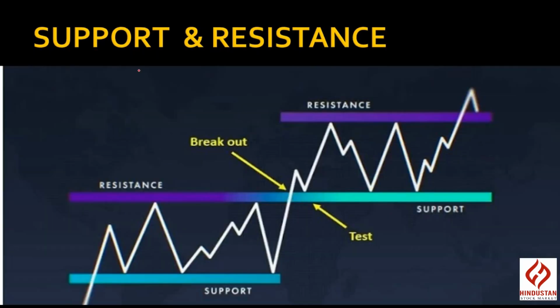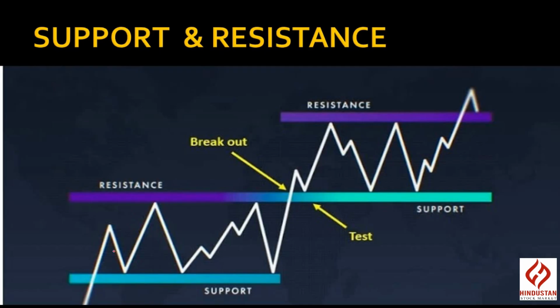Okay, so now let us understand the principle on which support and resistance is based. The main principle is that whenever the resistance level breaks, next time it is likely to act as a support. Similarly, whenever the support line breaks, next time it is likely to work as a resistance. So that is the principle of support and resistance.